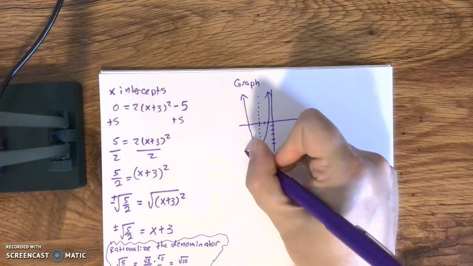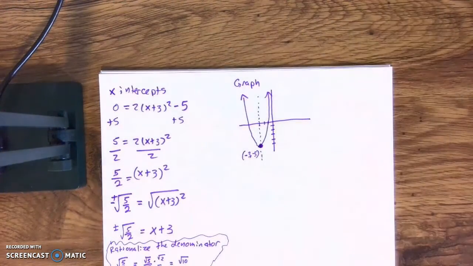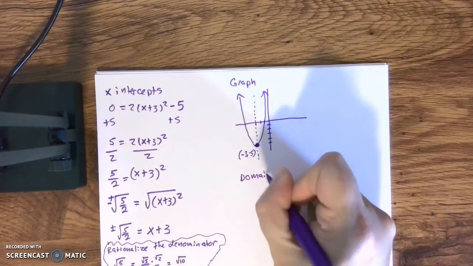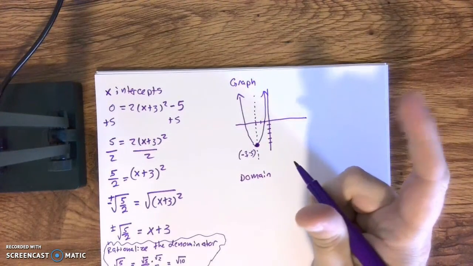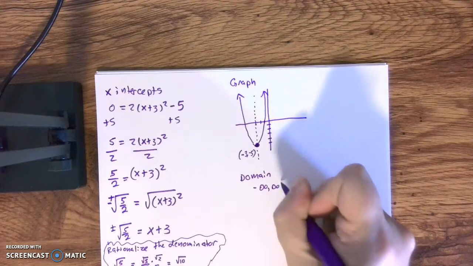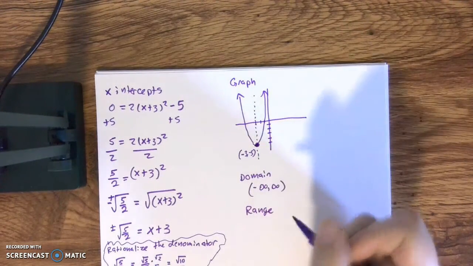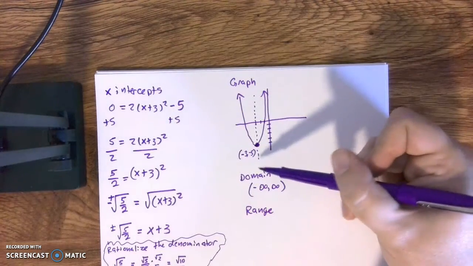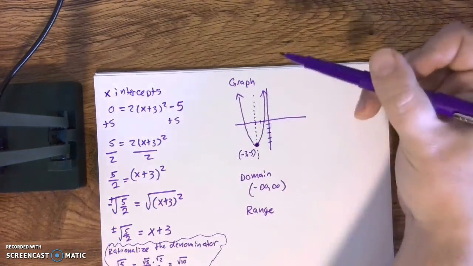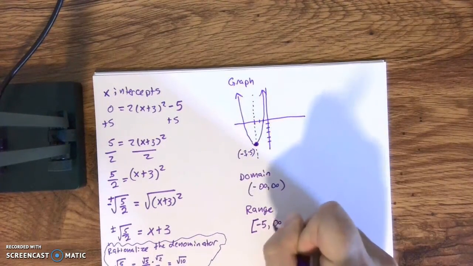What I can also use this for is thinking about the domain and range. So domain: for a parabola that's opening up or opening down, our domain is just -infinity to infinity. And our range, we go from bottom to top. So the first y value we hit is -5, and then it goes off to infinity. So our range is -5 to infinity.